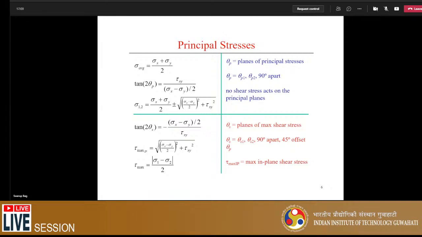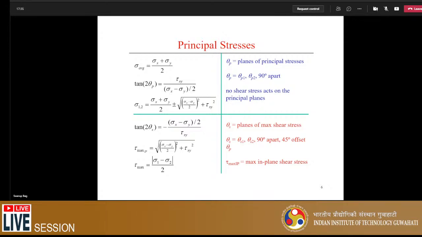So there is also another state of stress, the principal stress. In the principal planes, there is no shear stress acting. Therefore, here you can estimate sigma 1, which equals (sigma x plus sigma y) by 2 plus the root of ((sigma x minus sigma y) by 2) square plus tau xy square. So this is one, and sigma 2 corresponds to taking the negative value: (sigma x plus sigma y) by 2 minus the root. Like that, we can find out the stress components sigma 1 and sigma 2.